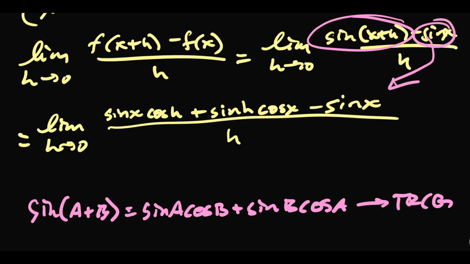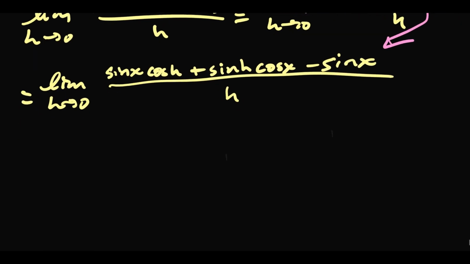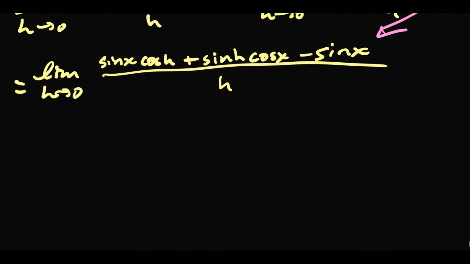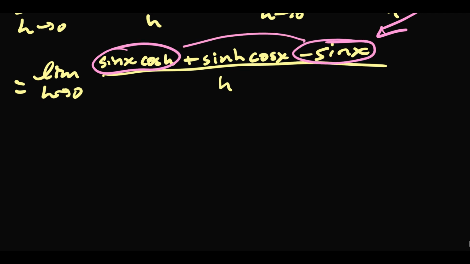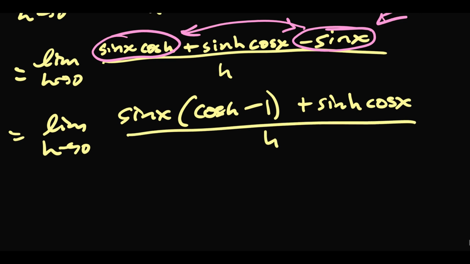All right, so now let's analyze this. If you notice, there's a sine x in this and there's a sine x here. So I'm going to take those two together and factor out a sine x. So limit as h goes to 0 of sine x times cosine h minus 1 is what you get out of that, and then plus sine h cosine x all over h.